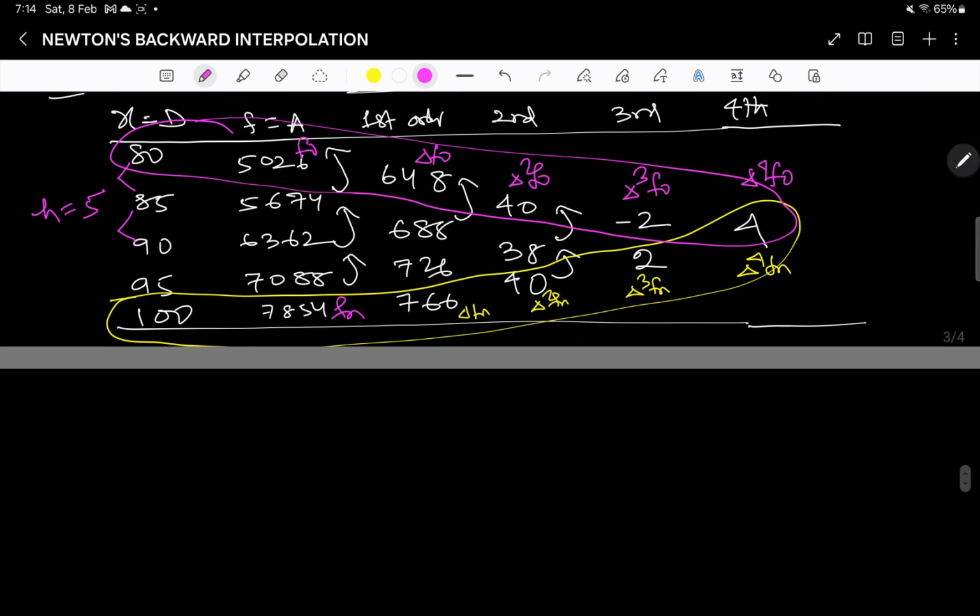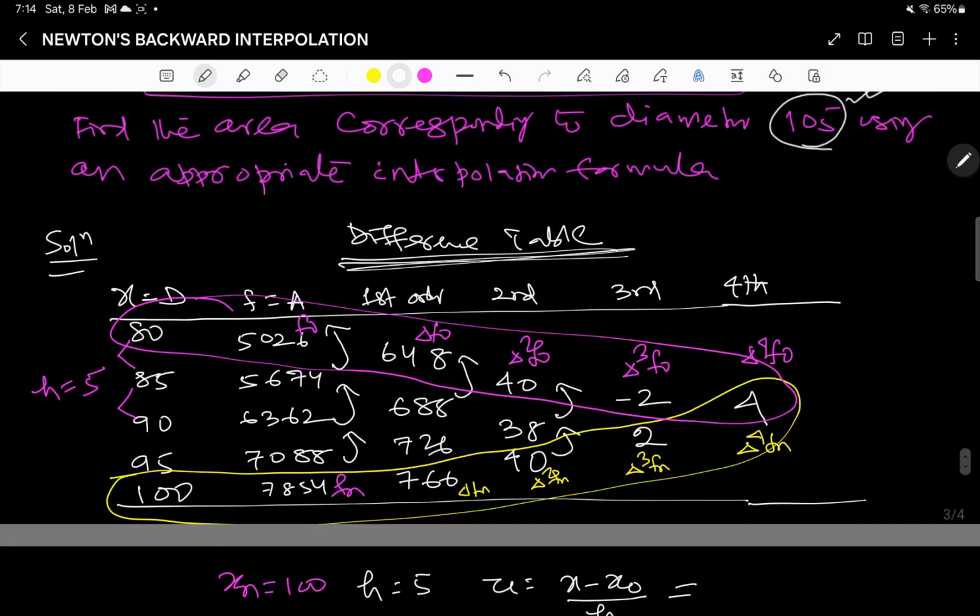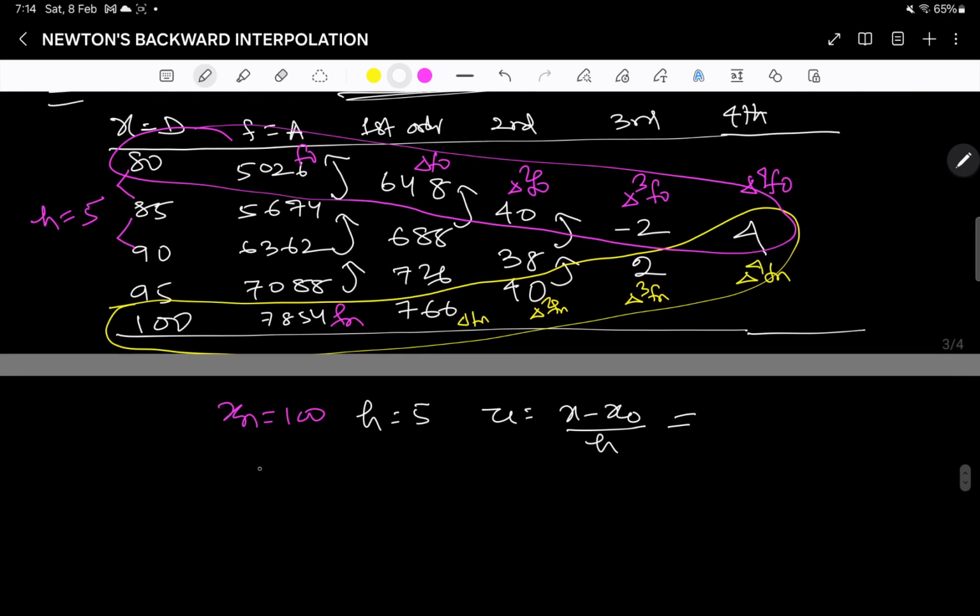Okay, so now here my xn is equal to 100, h is equal to 5, and accordingly I find u is equal to x minus x0 by h. So x is given here is 105, means f of 105 is asked to you. So 105 minus 80 divided by here 5. So this is 25 by 5 is 5.